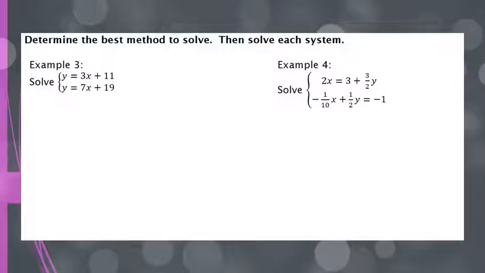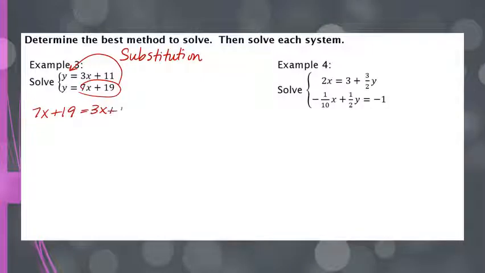For example 3, we're trying to decide which way is the best. I have both of my equations that are equal to y. They're already solved for a variable, so substitution is going to be our best bet for example 3. I'm just going to set the x expressions equal to each other. So what I'm doing is I'm taking 7x plus 19 and I'm plugging it in for y in the top equation. So I'm going to write 7x plus 19 equals 3x plus 11.